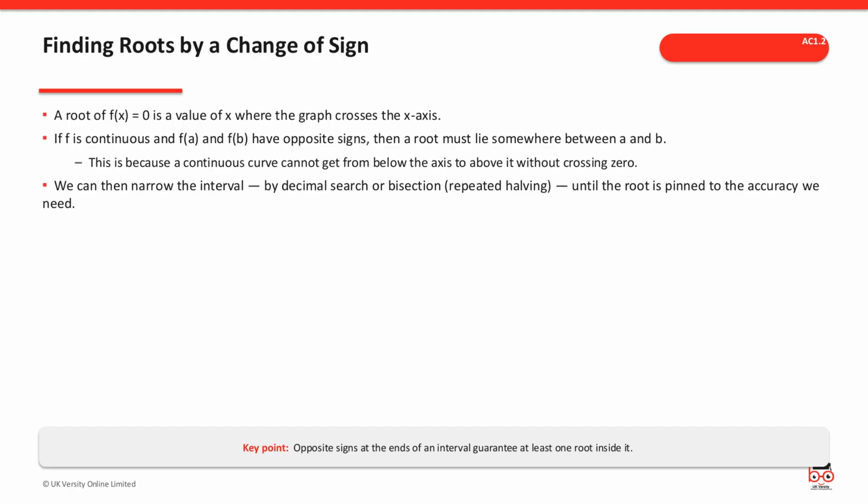Here's a neat way to hunt down a root without any clever formula, the change of sign method. A root of f of x equals 0 is just a value where the graph crosses the x-axis. Now, if your function is continuous and f of a and f of b come out with opposite signs, then a root has to lie somewhere between a and b, because a continuous curve simply can't get from below the axis to above it without passing through 0. From there, you keep narrowing the interval by decimal search or by repeatedly halving it until the root is pinned down as tightly as you like.